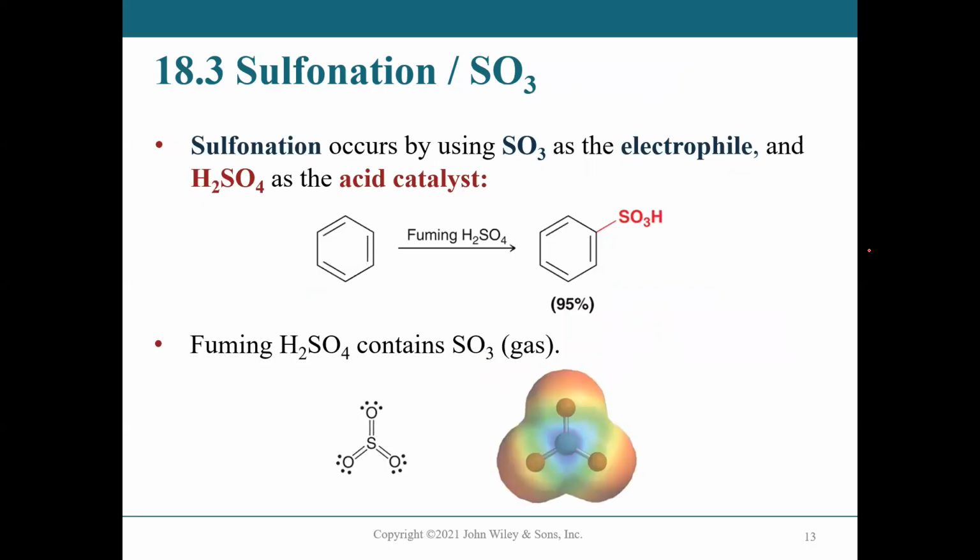So then they go on to this concept in 18.3, which is on page 795, called sulfonation. It occurs by using SO3 as the electrophile. When they're doing this, in the book, it says they're using fuming sulfuric acid. Fuming, and they say it right here, contains H2SO4 and SO3 gas. So that's what this contains.